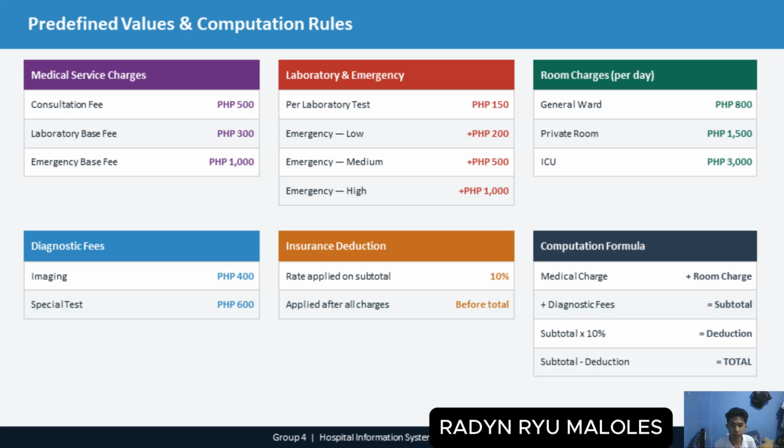To calculate the final bill, the formula adds the medical charge, room, and diagnosis fees to get a subtotal. An insurance deduction of 10% is then applied to the subtotal, and subtracting the deduction gives us the overall total bill.